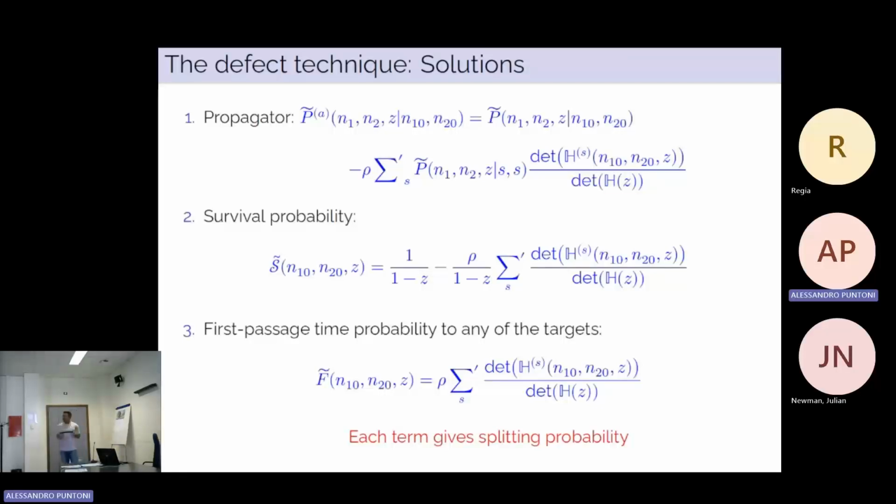Moreover, in this sum you will get the splitting probability. Let's say you have two defects. Then in this sum you will have two terms. The first term will tell you that you hit one boundary and not the other, and the second term will tell you that you hit the other boundary and not the first one. So this gives you the splitting probability.